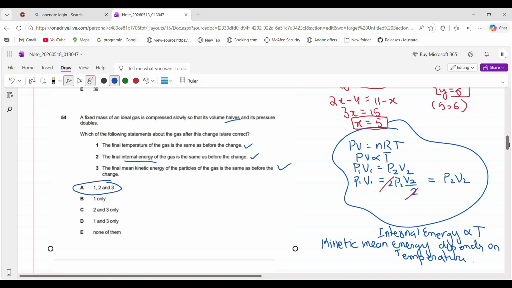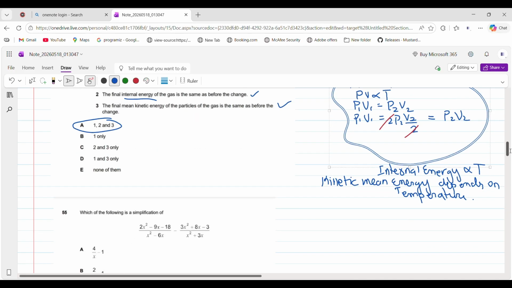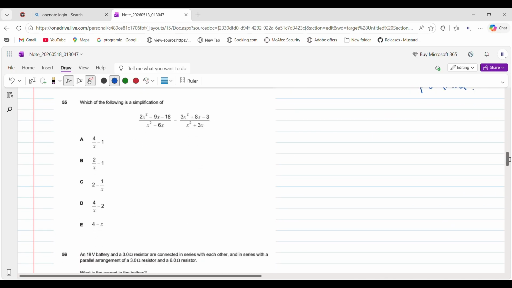Let's go and solve our fifth question. Our fifth question is of mathematics. It is again very easy, not difficult at all, guys. Which of the following is a simplification? Basically, we just need to simplify this entire term, right?